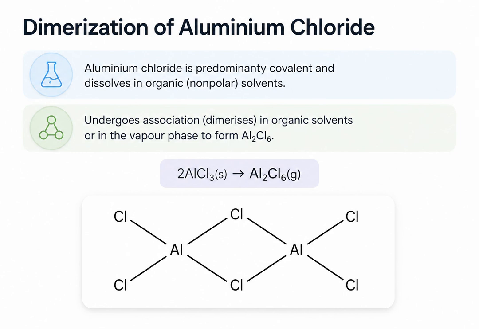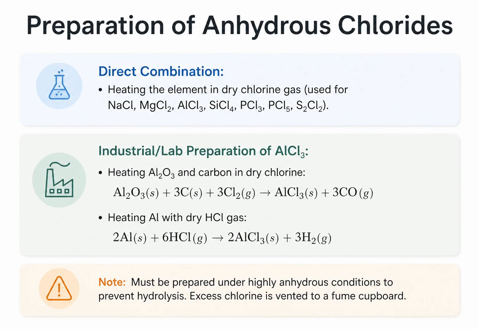Two aluminum chloride molecules join together to form a dimer, Al2Cl6. In this structure, two of the chloride atoms act as bridges, forming coordinate bonds with the aluminum atoms to help them achieve a stable octet of electrons. To prepare these anhydrous chlorides in the laboratory, direct combination is often used, simply heating the pure element in a stream of dry chlorine gas.